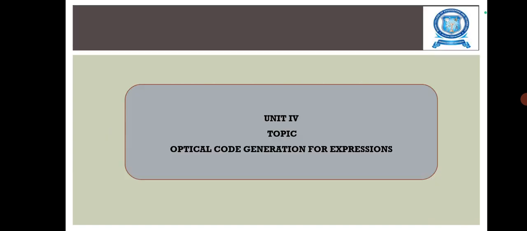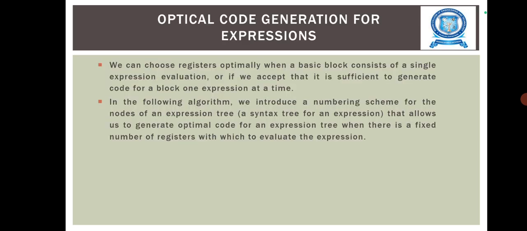Unit 4, topic: Optimal Code Generation for Expressions. We can choose registers optimally when a basic block consists of a single expression evaluation, or if we accept that it is sufficient to generate code for a block one expression at a time. In the following algorithm, we introduce a numbering scheme for the nodes of an expression tree that allows us to generate optimal code for an expression tree when there is a fixed number of registers with which to evaluate the expression.